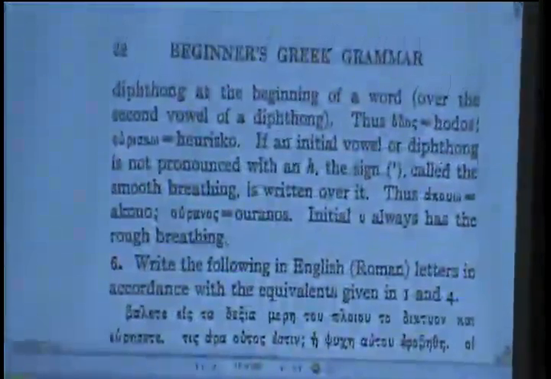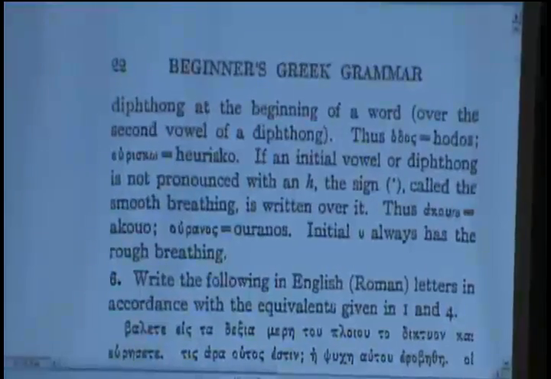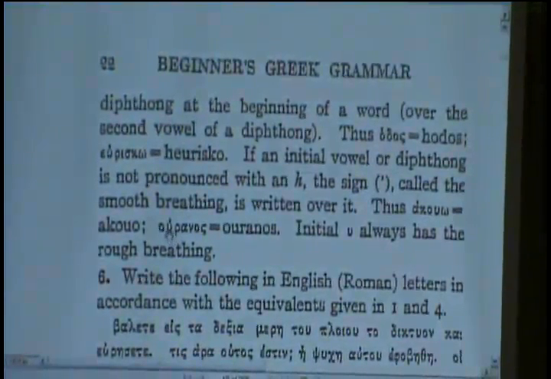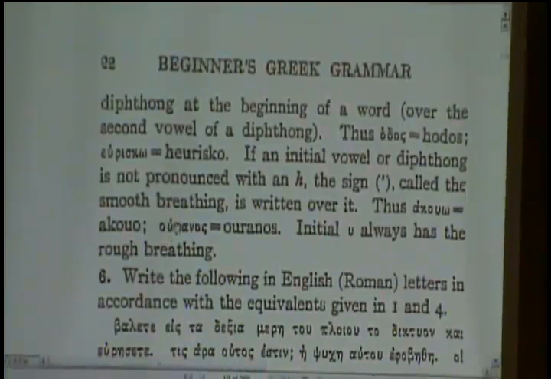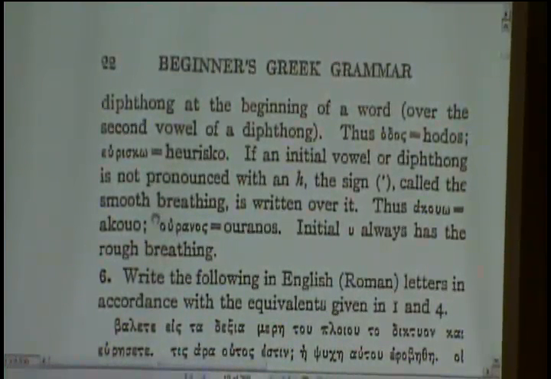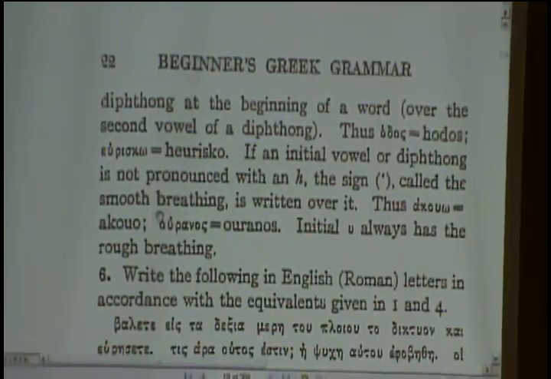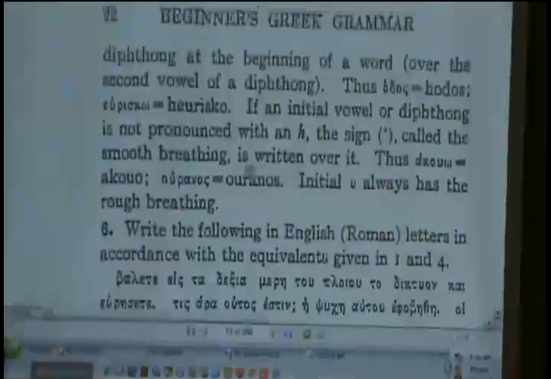either has a rough breathing, like choristo or horos, or it has a smooth breathing, like akoue or ouranos, like heaven. See, that's a smooth breathing. See, when the comma is written to the right, that's smooth. When it's written to the left, that's rough. You see the two different breathings? Initial upsilon always has the rough breathing. Whenever you have the upsilon, always choristo.